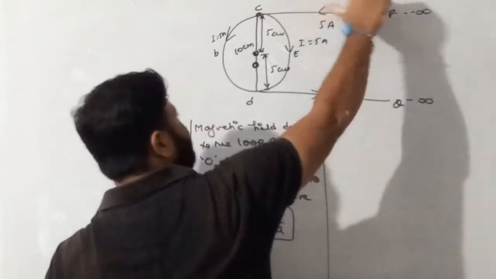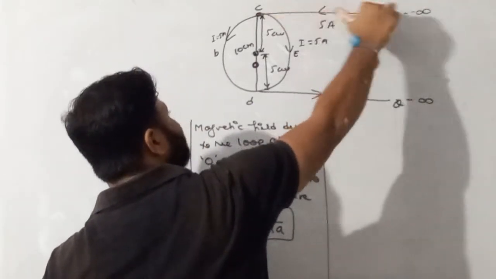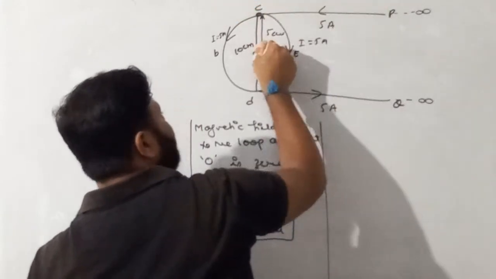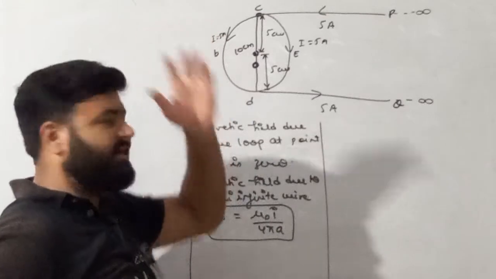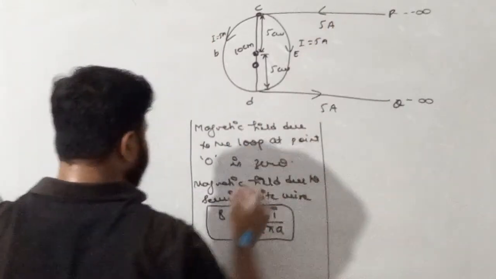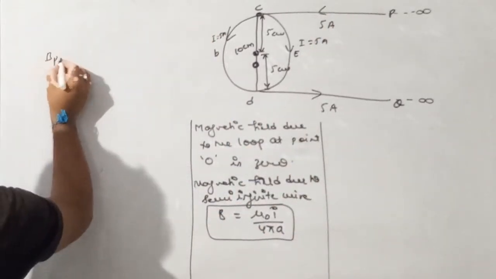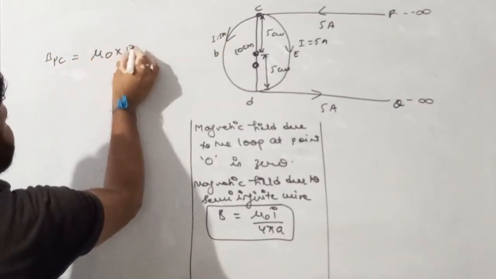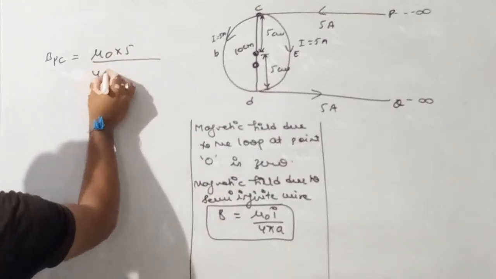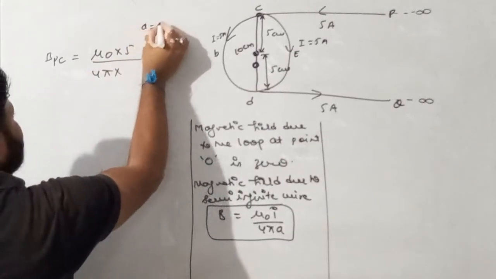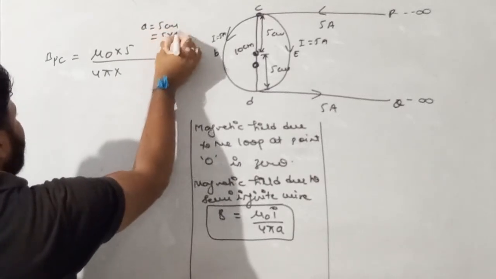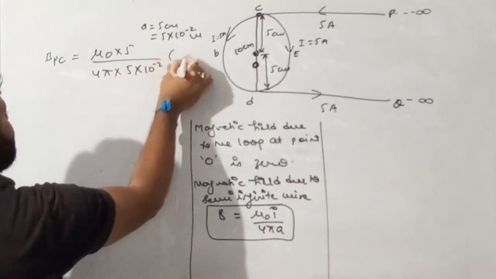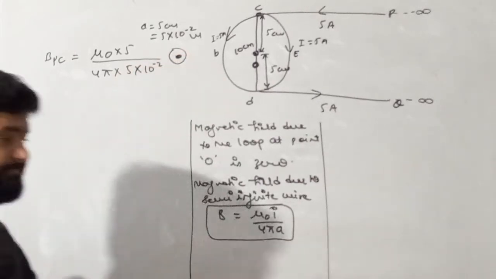So see, the thumb is in this direction because current is in this direction. Curling the fingers, the fingers come outside. So due to this wire at point O, the magnetic field is away. I'll write, due to wire PC, the magnetic field is mu naught I, that is current, it is 5, divided by 4 pi into a. The distance is 5 centimeter, so 5 into 10 raised to the power minus 2 meter. So I'll write here 5 into 10 raised to the power minus 2, and the direction is away.